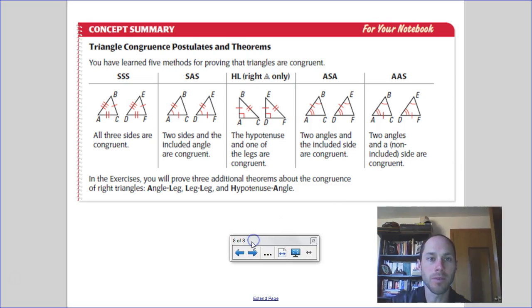So here's a recap of the different congruence postulates and theorems that we've worked with. We learned these two today, the angle side angle and angle angle side. Like I said, you've got the GeoGebra links that you can try those on your own. But then we also have these three that we learned last time, and we'll apply those as we continue working with proofs on proving triangles congruent.